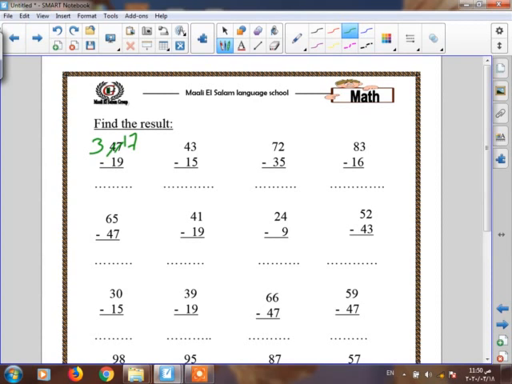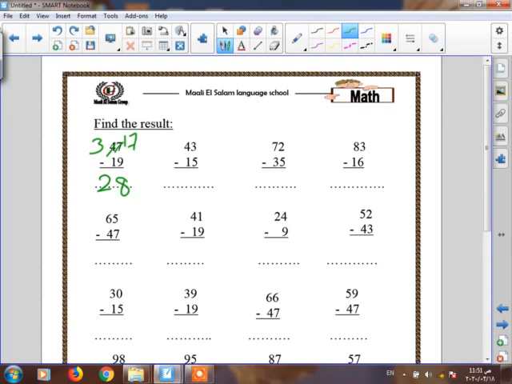Now 17 is greater than 9. So I will count after the small to arrive at the big. What is the small? 9. And what is the big? 17. So after 9: 10, 11, 12, 13, 14, 15, 16, 17. How many fingers do I have? 8. So I will write 8 under ones. After this, tens minus tens. 3 minus 1 equals 2.